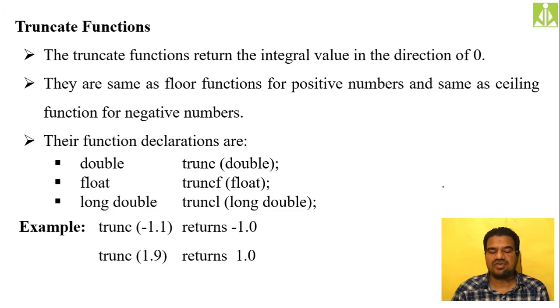Then we have the truncate function. It is different for positive and negative numbers. The truncate function concept is different for positive and negative numbers. So simply remember, the truncate function always goes in the direction of 0. The ceiling function is always in the right hand direction, the floor function always in the left hand direction, but the truncate function is always in the direction of 0.